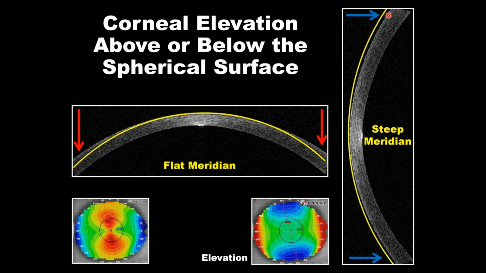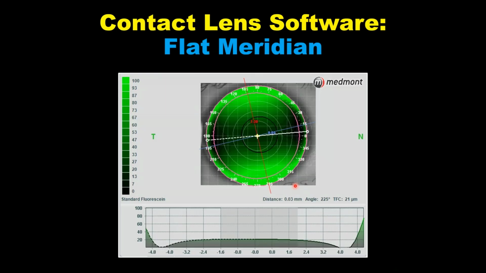That's where the elevation of the eye is dropping, going away from the peak toward the back of the eye, and we are going to end up with fluid between lens and cornea because of that change in elevation. So if we switch over to the contact lens software, that will probably help to make more sense of this. Let's focus in on the flat meridian, the blue line that you see here.